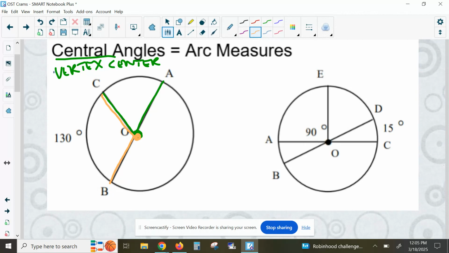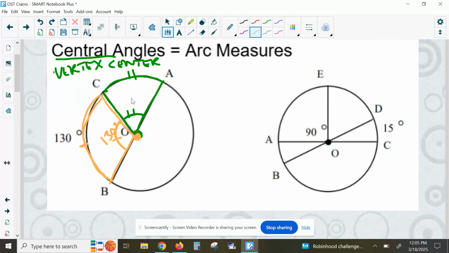That means that the angle and the arc match each other. So whatever the measure of this angle is right here, it's the same as the arc out here. And the same thing would go for this green one. Whatever the angle is in here, it's going to match the angle out here. So that's going to be true for all central angles. So you can easily see on this orange one that if it's 130 out here, it's also 130 in here because their central angles are equal.